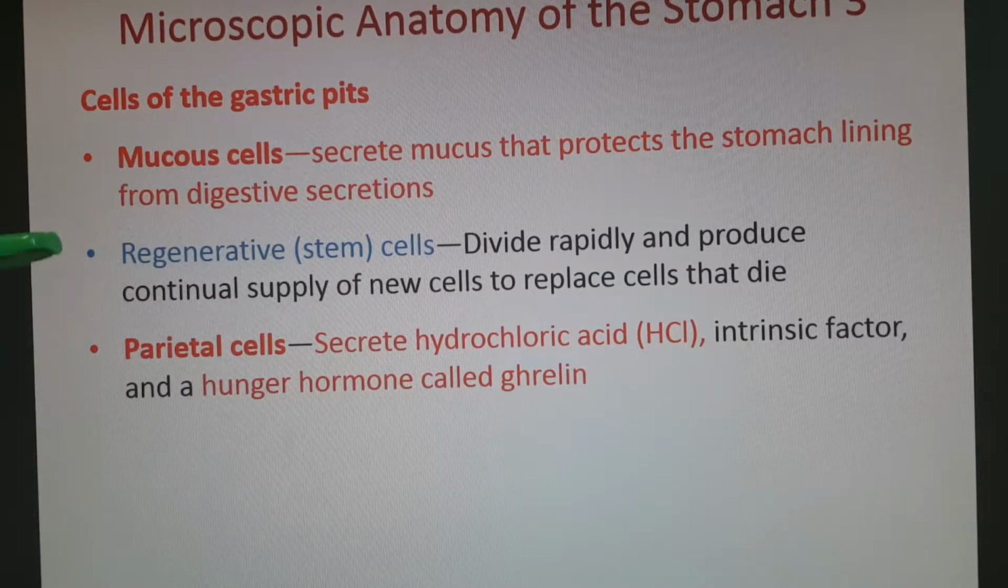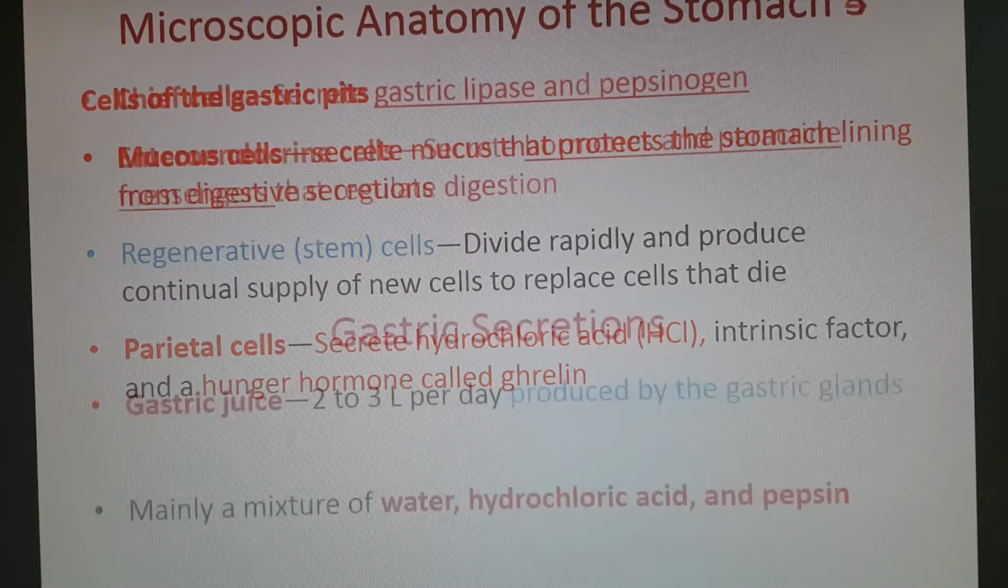Another type of cell is your regenerative stem cells. Again, the inside of your stomach has a lot of activity, so those cells are eventually going to die off and need to be replaced. That's the job of those cells. Then the next cell is the parietal cells. Their job is to secrete hydrochloric acid, as well as the hormone ghrelin, which helps to trigger the hunger sensation in the body. I'm going to focus just on the job of making the hydrochloric acid.